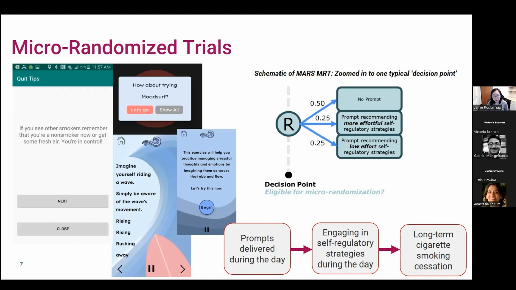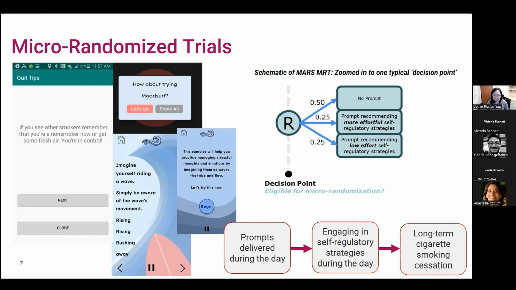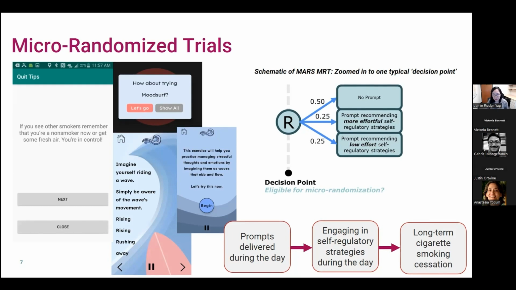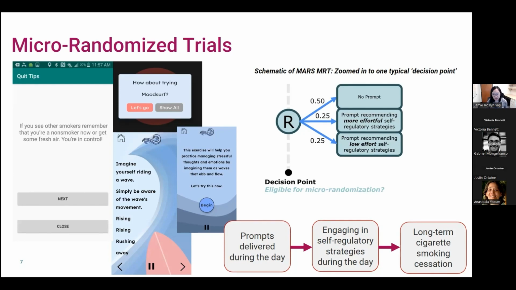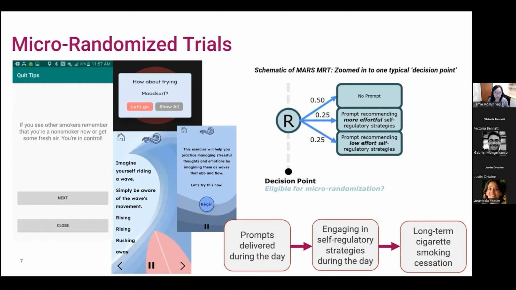compared to the image that you see at the center of the screen, which prompts the participant to try mood surfing. Notice what's displayed on the screen. It says, imagine yourself riding a wave. Simply be aware of the wave's movement, rising, rushing away. It also talks about an exercise that participants can practice to help them manage stressful thoughts or emotions. As you can see, it requires more time to accomplish compared to the prompt on the left.